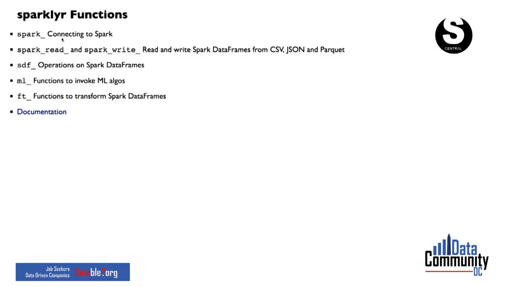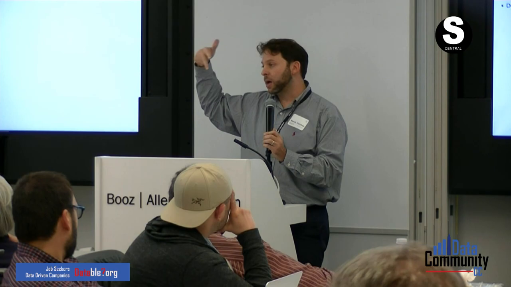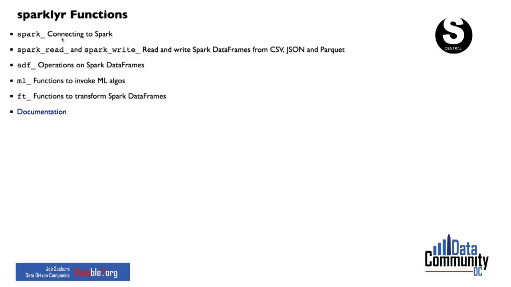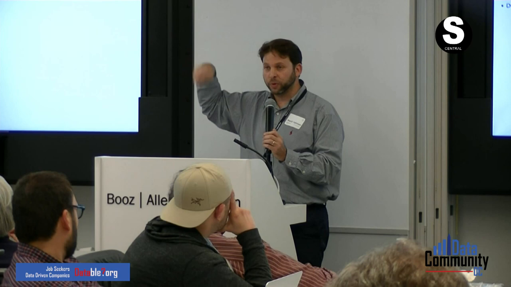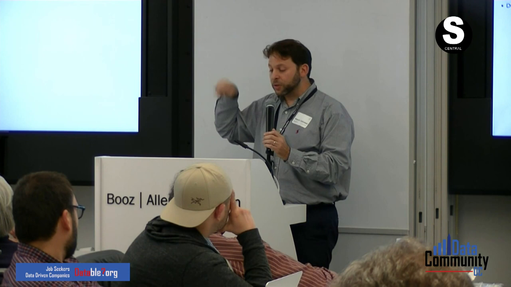So spark_something manages the connection. Spark read and Spark write give you native support for CSV, like any sort of delimited file, JSON, and Parquet, which is an open source columnar database format that runs on top of it, an Apache project. Then there are the dplyr verbs, which do the operations on Spark data frames.